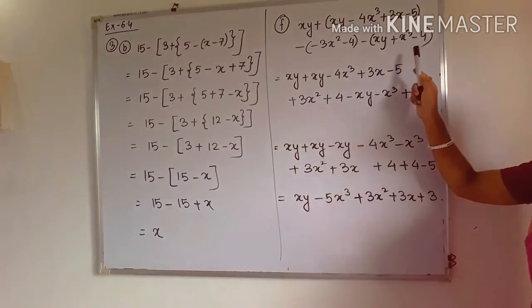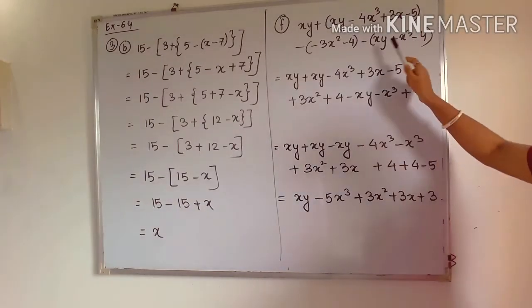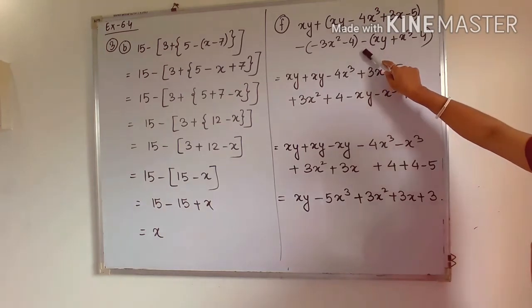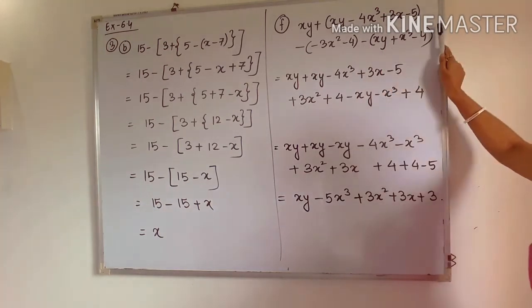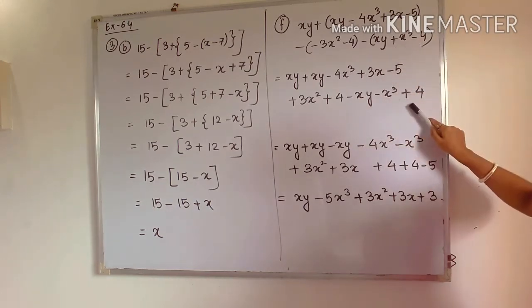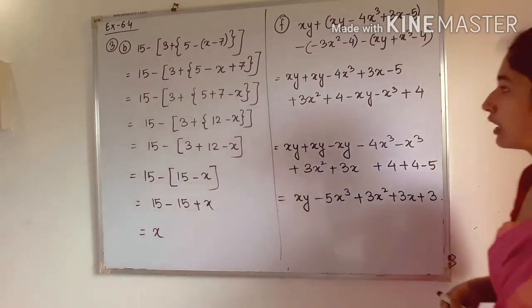Again the next, that is the last third bracket. Before this bracket also we have a minus sign, so we have to change the sign after opening the bracket. So minus xy, this will be minus x cube, this will be plus 4. So now we are going to collect the like terms.